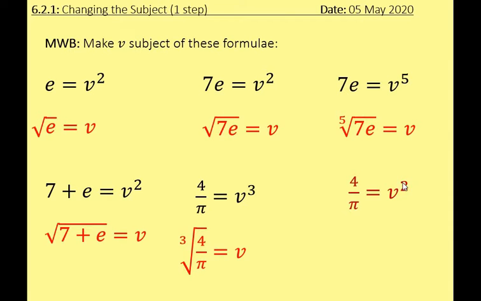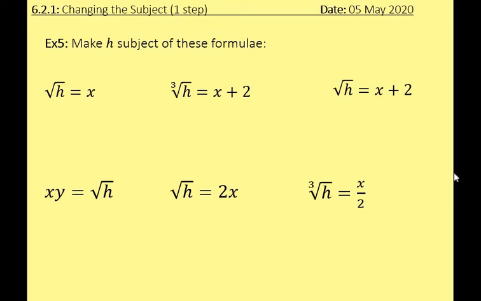For the last one, we have to square root both sides. So we get the root of 4 over pi equals V. Now remember, this is actually equal to root 4 over root pi. And similar to the last question in your example, you actually know what root 4 is equal to. The square root of 4 is 2. So for this one, we should be getting 2 over root pi equals V, because the square root of 4 actually is 2. We know what that is as a number.